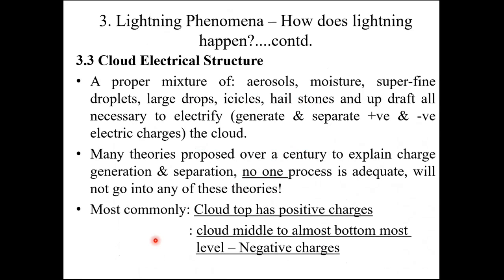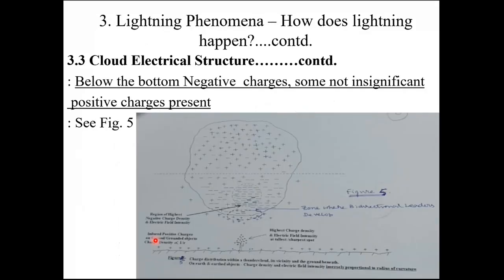What we have is this important feature: the cloud top essentially becomes positive. The top zone is not a point. The top zone becomes positively charged. The middle to almost the bottom gets negatively charged, and as we go down towards the bottom of the cloud, the negative charge concentration becomes more and more. It is shown in this figure 5.